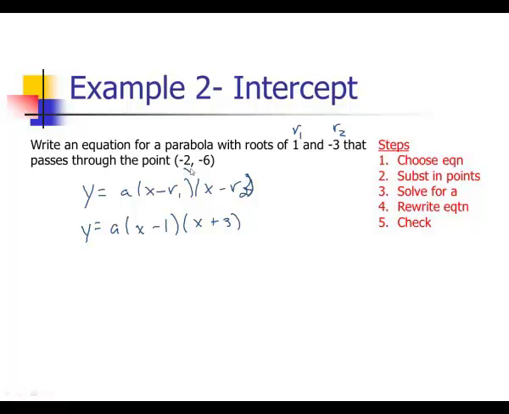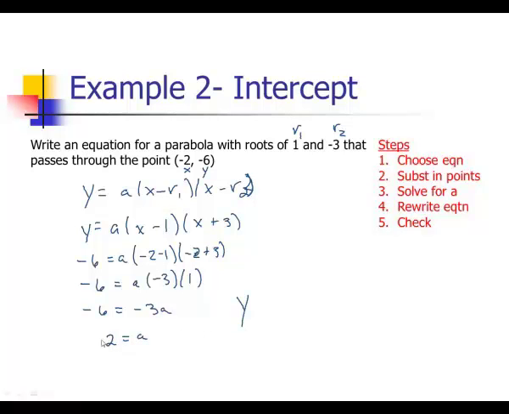Now we plug in my -2 for x and my -6 for y. So -6 equals a times -2 minus 1 times -2 plus 3. Now we've got -6 equals a times -3 times 1. So -6 equals a times -3 times 1 is -3a. Here, if we divide by -3, then we get a to equal +2.